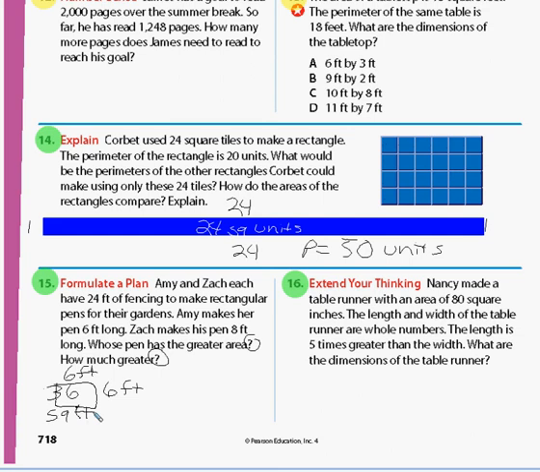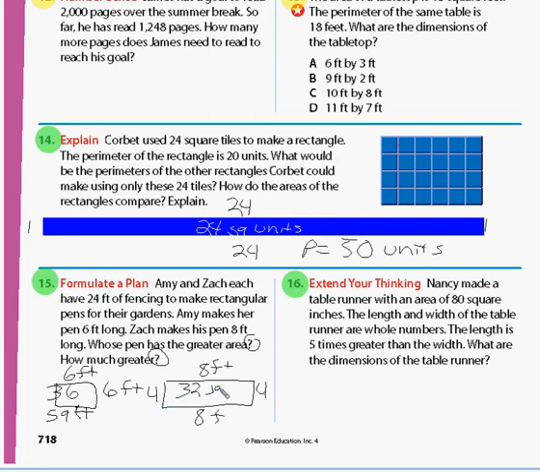Let's go ahead and look at Zach's pen. Zach's pen is more of a rectangular shape. It's 8 foot on top, which means it's 8 foot on the bottom. And 8 foot plus 8 foot is 16 foot. That only leaves another 8 feet for the sides here. So that means the sides are going to be 4 foot. So the area of Zach's pen would be 8 times 4, which is 32.